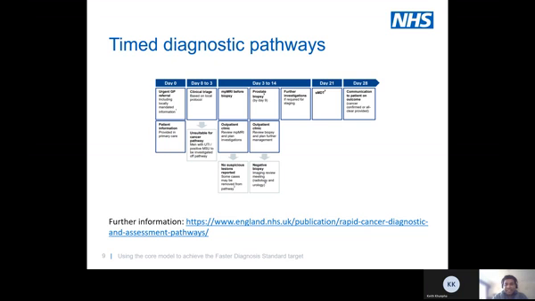NHS England has published rapid cancer diagnostic and assessment pathways, which allow you to achieve the 28-day standard for four tumour sites, which are colorectal, upper GI, lung, and prostate. This basically goes through timed milestones and when you need to ensure these happen by in order to achieve that 28-day standard.